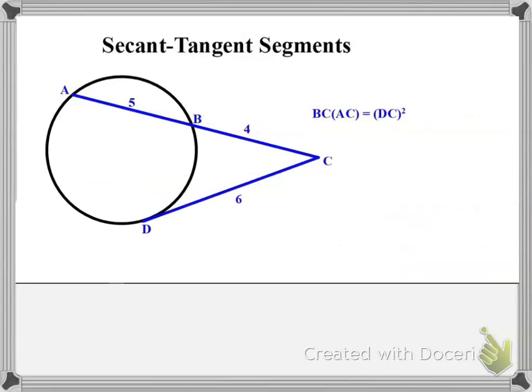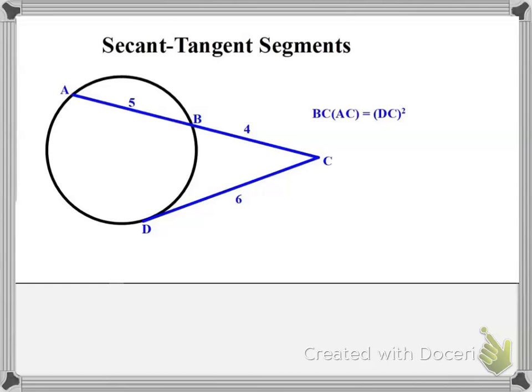Now we have a secant and a tangent. To remind you, a tangent is a line or a segment that just touches the circle at one point. So it's tangent at point D. It just barely touches the circle at that one point. And the way this works, you have BC times AC is equal to DC squared.